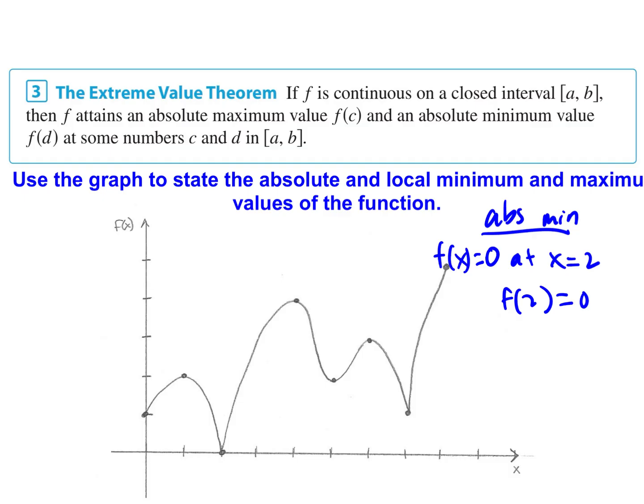All right, we've talked about this point now here. This is our absolute minimum. How about absolute maximum? What's that going to be? 5. 1, 2, 3, 4, 5. Absolute max?